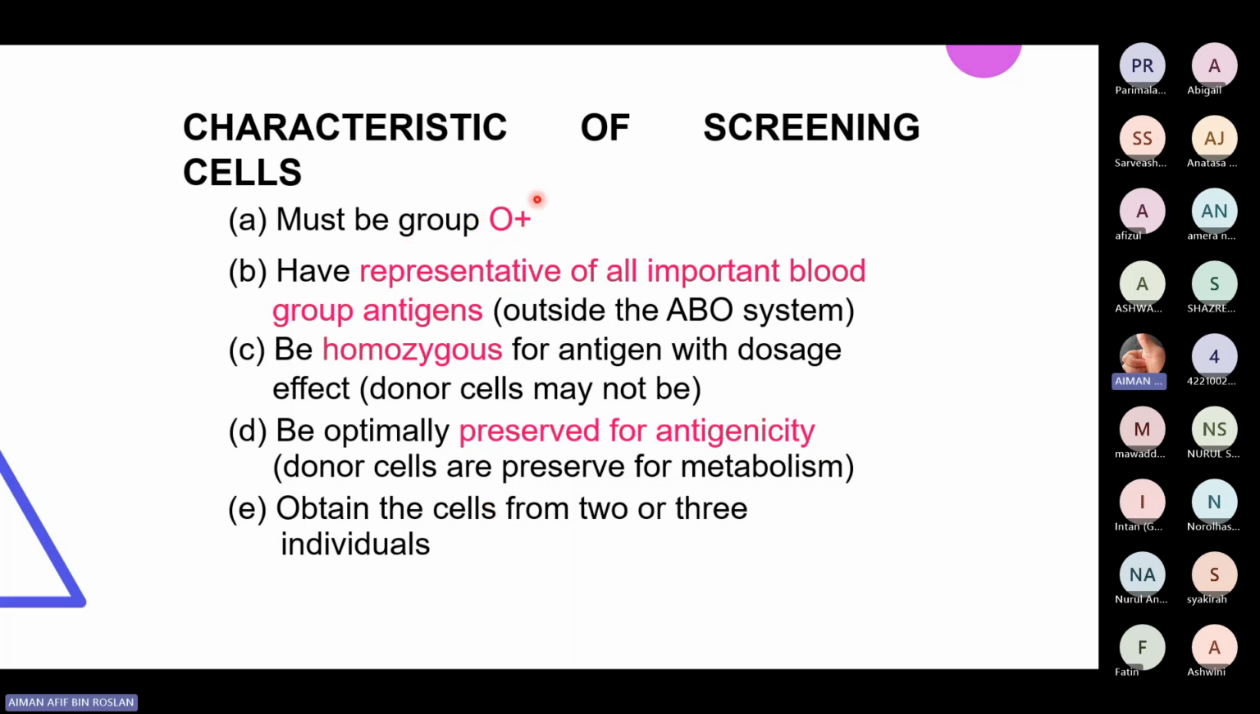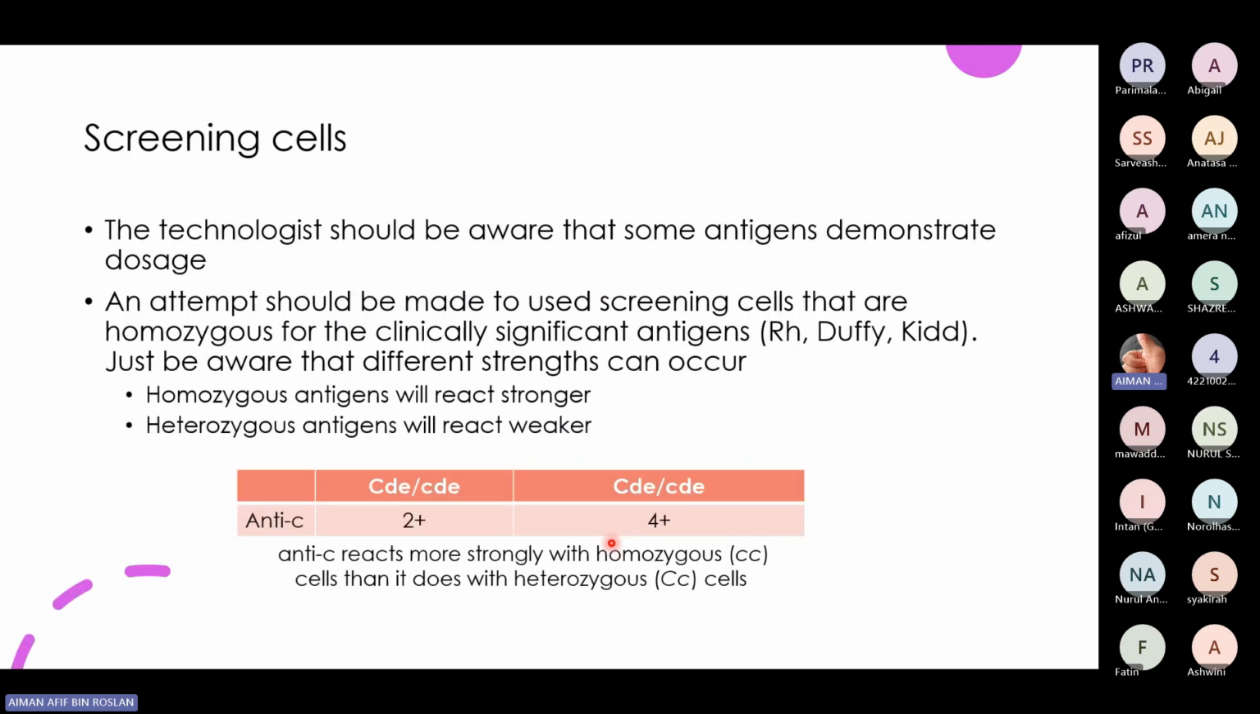Characteristics of screening cells: must be group O, positive, have representation of all important blood group antigens, be homozygous, be optimally preserved for antigenicity, and obtain the cells from 2 or 3 individuals. Sikit lagi bagus lah. Kalau seorang lah ada semua 18 antigen tu lagi bagus lah. Itu sangat bagus lah, sebab kena increase the sensitivity.